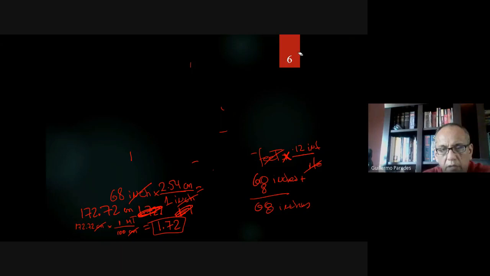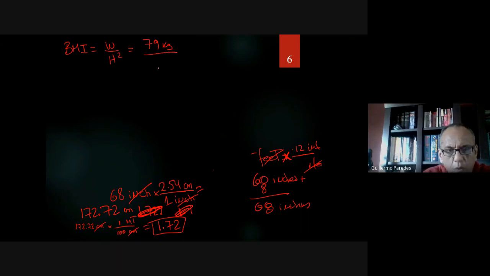Oh my, I erased something that I don't want. Okay. All right, so let's make it clear here. BMI is weight over height squared. So that means the weight is how much was my weight? 79, right? 79 kilograms over the height. The height is 1.72 meters, correct?